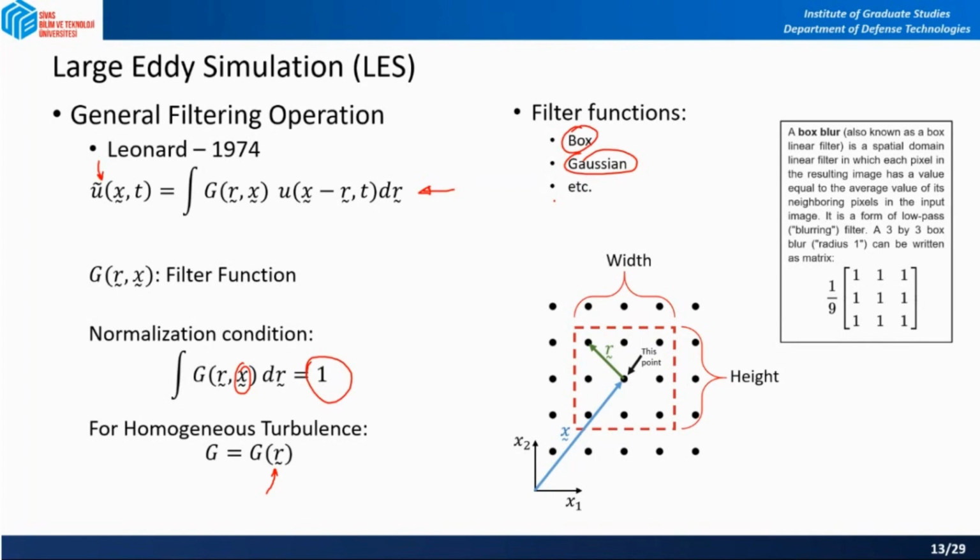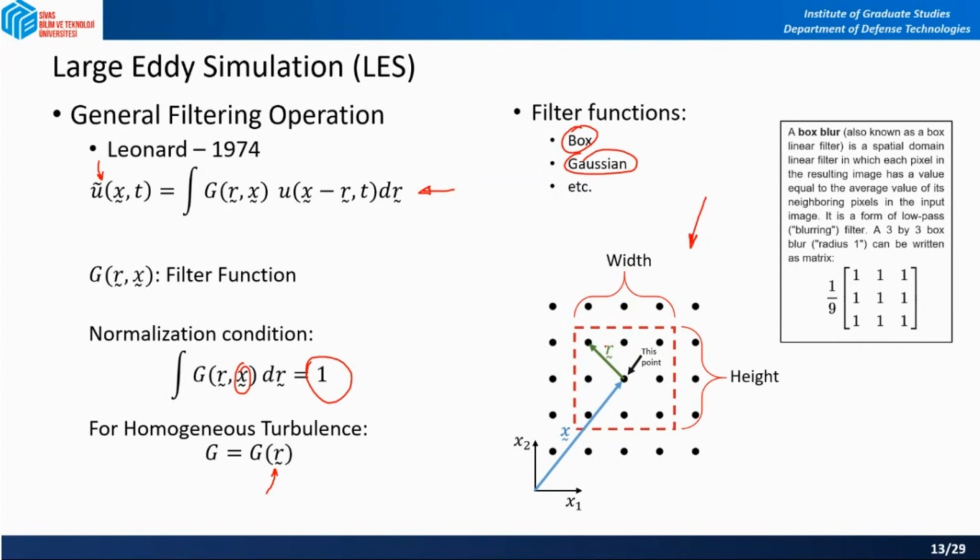You have a solution grid. I'm talking about this grid. These points are your grid points. And at each grid point, you have velocity information. The question is, how you filter this velocity field.